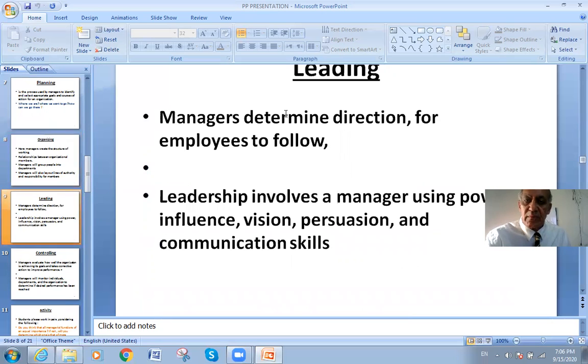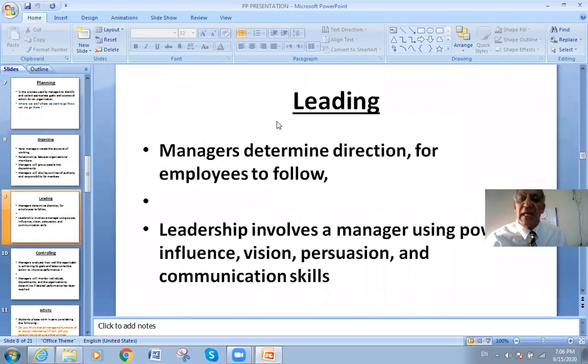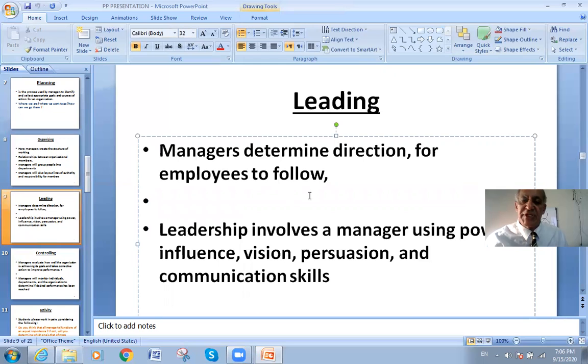Okay. The third is leading, which is the direction. Managers determine directions for employees to follow. And it is the art of persuading the people to do what you want as a leader. And there is a difference between the manager and the leader. The leader shares the decision making with the people, but the manager is just giving orders. The leader gets his power from the love and the real support of the people who are working with him, his employees.